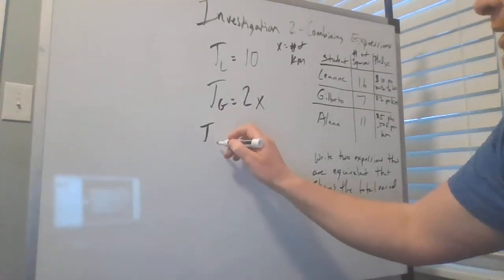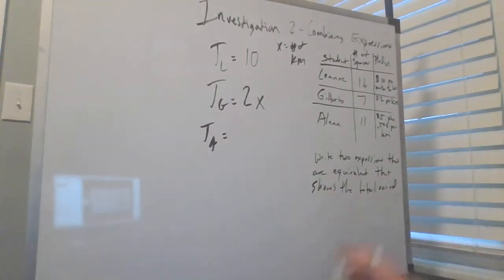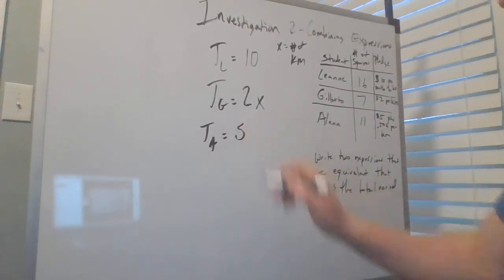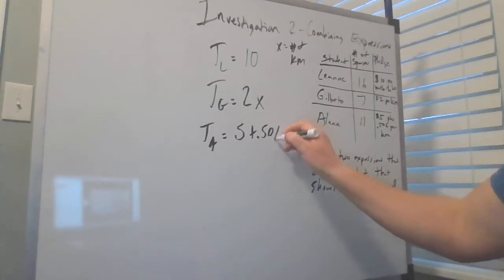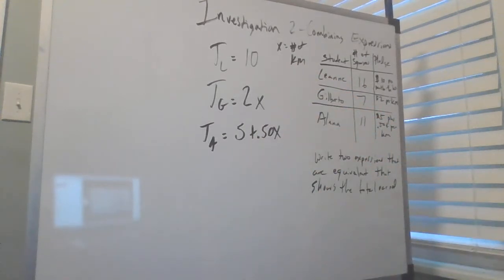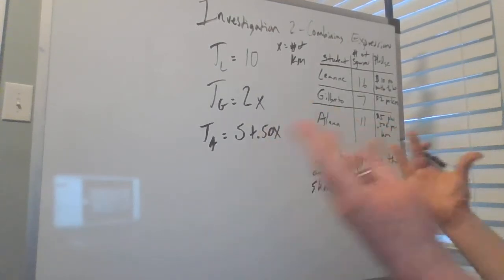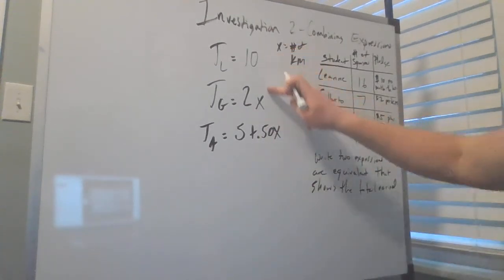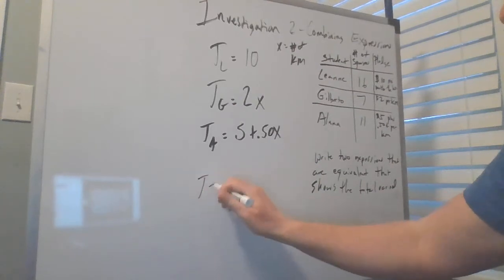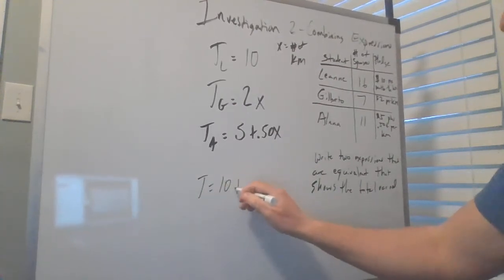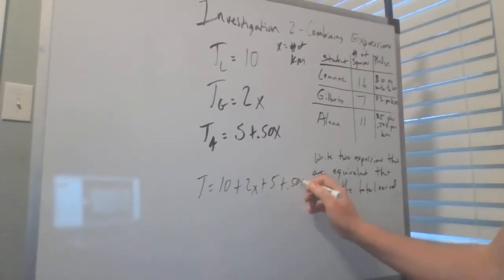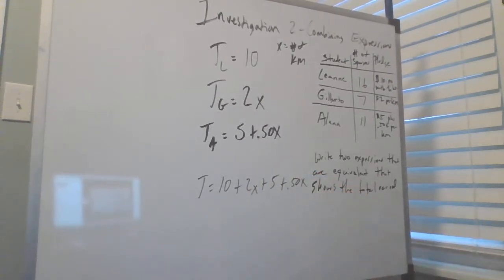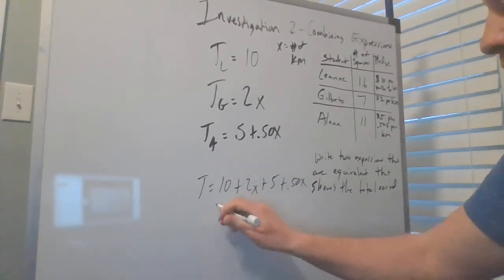And Alana is going to be T of A. We're going to call her $5, a flat fee of $5 per sponsor, plus 50 cents per kilometer. So if I want to write this up, one way to get the total amount of money earned between the 3 of them, you're literally just adding these 3 up. So here is one expression I can write: 10 plus 2x plus 5 plus 0.50x. There's one expression.